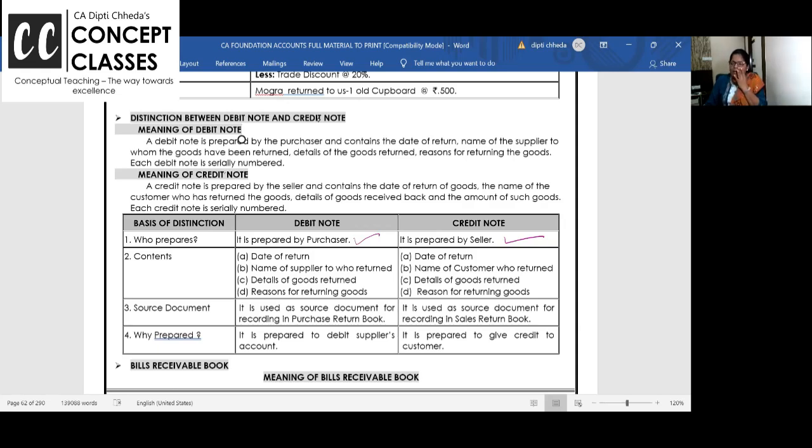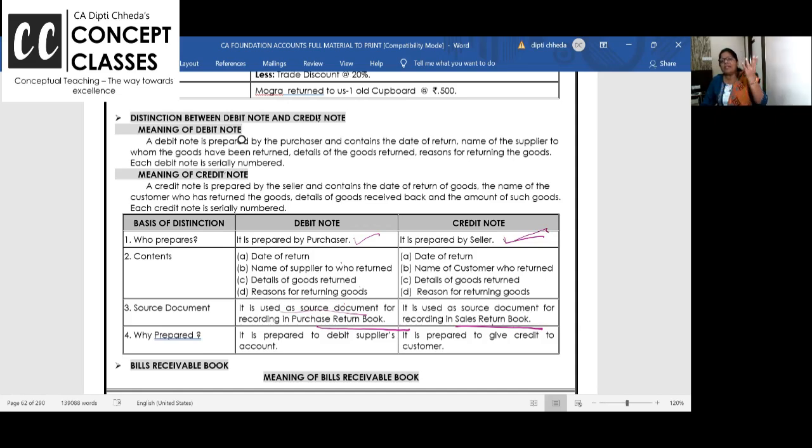Who will prepare the debit note? Purchaser. Why? Because party to purchase return, date of return, name of the supplier, details and all, and it is the source document for purchase return. Sales return, understand it? Did you like my logic? What's the entry of sales return? Sales return to party. What are you doing to the party? Credit, so credit note. What's the nature of purchase return?